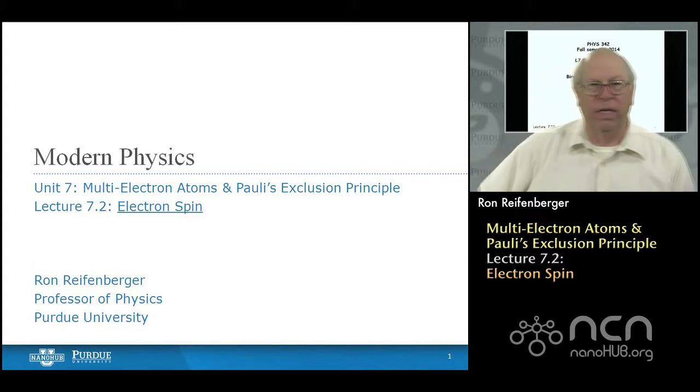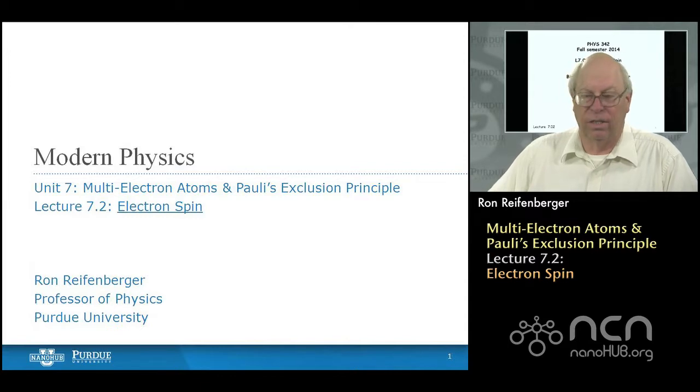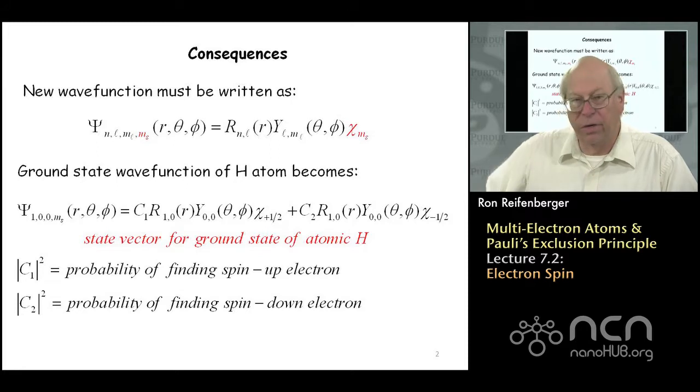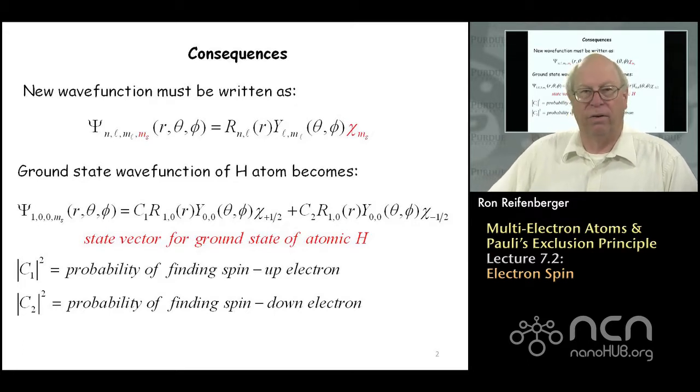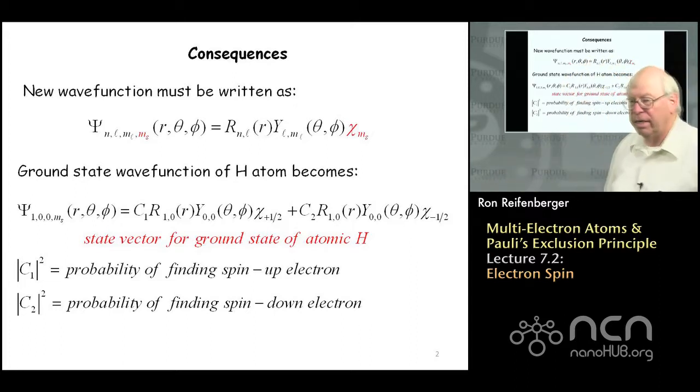So in this lecture, we'd like to explore some of the consequences of this electron spin that was discussed in the previous lecture. In particular, what I'd like to emphasize is that the discovery of the electron spin meant that the wave functions, the eigenfunctions for the hydrogen atom, had to be rewritten.